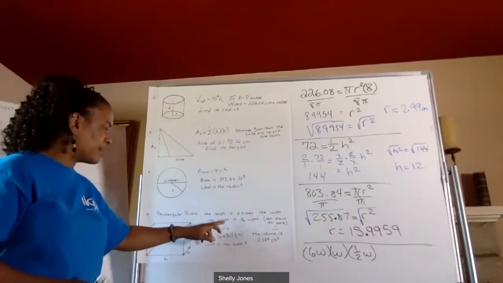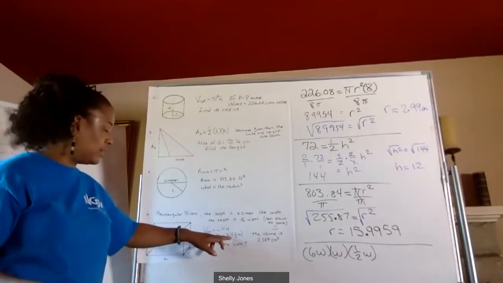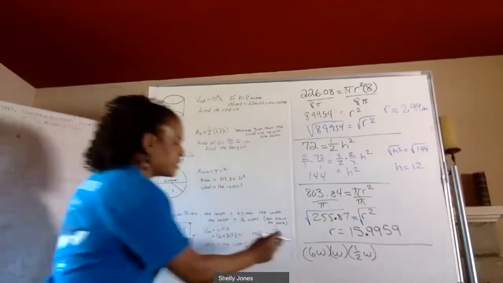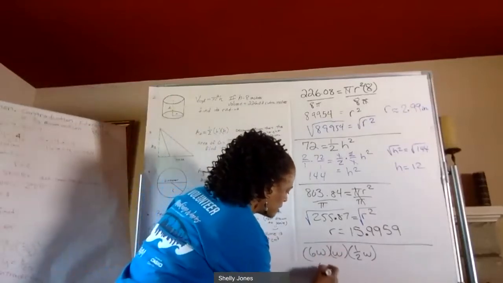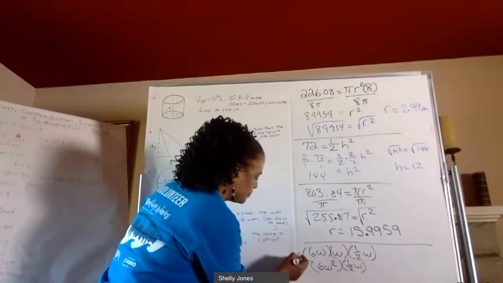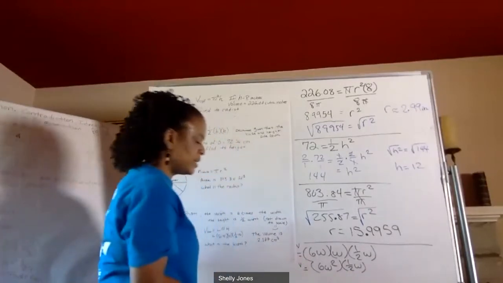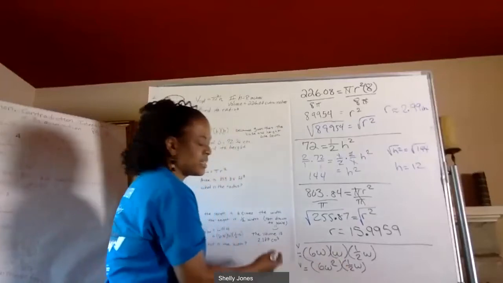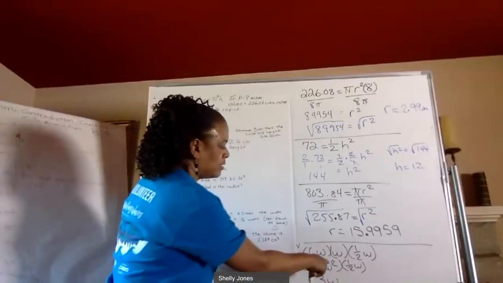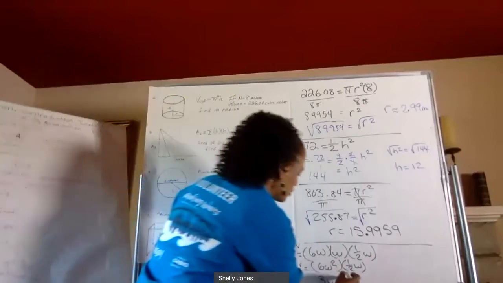So length times width times height. The L is 6W. The W is just the W. I need to know that. And then it says the height is half the width. So there you go. If I have 6W times W, I have 6W squared. And I want to multiply that by 1/2 W. And in each of these cases, that's volume equals. So I have 6 times 1/2, or 6 divided by 2, is 3. So I have 3W, W squared times W is W cubed. And that is equal to my volume.